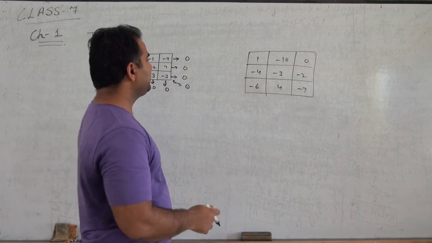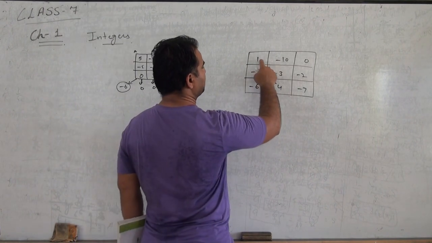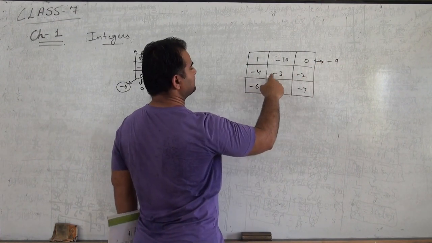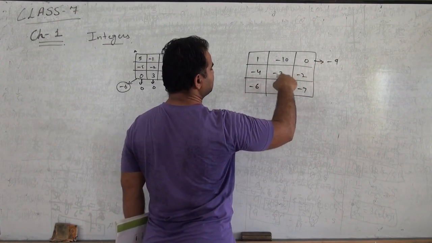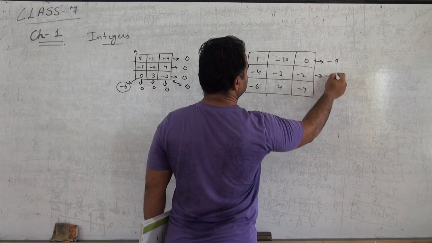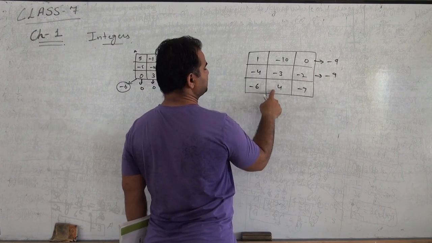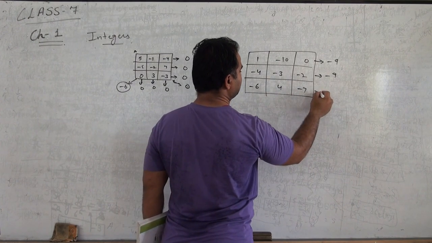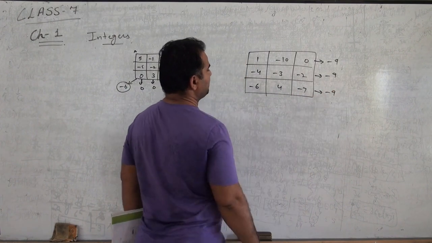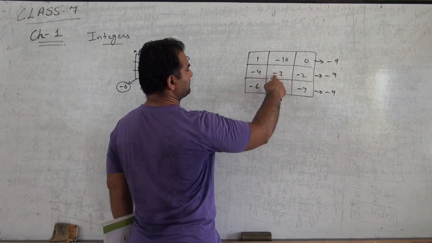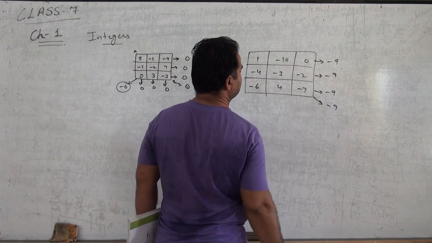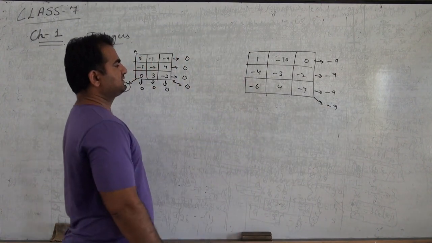Start adding the top row. 1 minus 10 will give minus 9. Minus 4 and minus 3, minus 7 and minus 2, minus 9. Minus 6 plus 4, minus 2 and minus 7, it will give minus 9. What is 1 minus 3? Minus 2 and minus 7 will give minus 9. So diagonally the answer is minus 9.